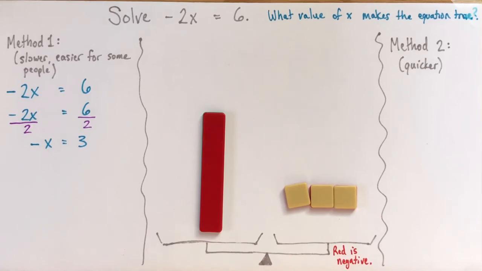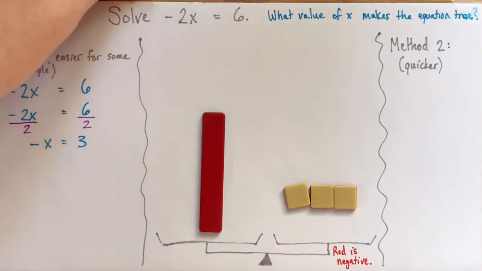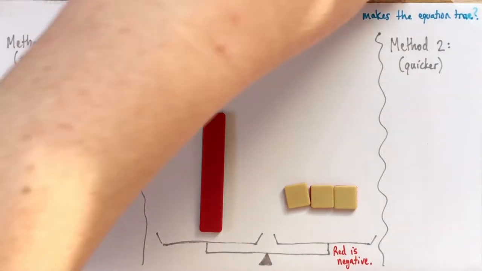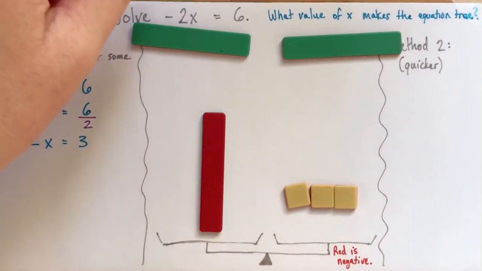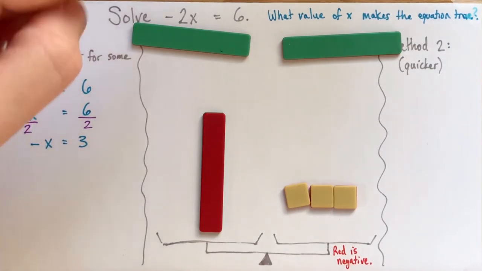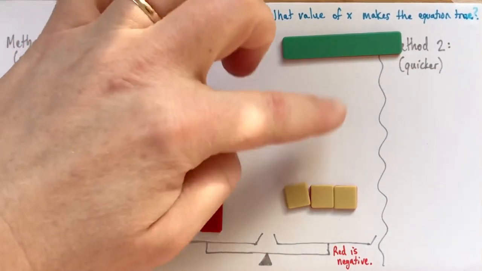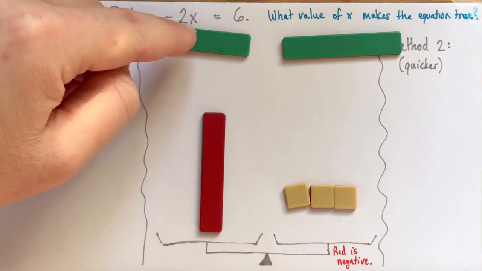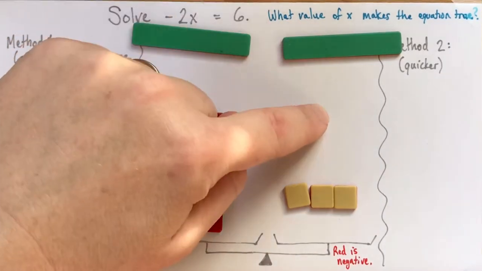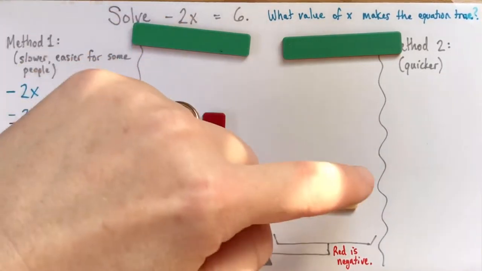So we've got negative x equals 3. We would really like to have positive x all alone on one side of the equation, on one side of the balance. So at this point, what I'm proposing to do is to add x to each side. Here's why. If we add x to each side, we'll have a positive x over here, which is what we want. And we'll have the 3 as well.